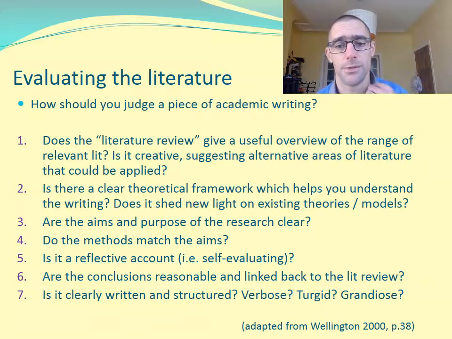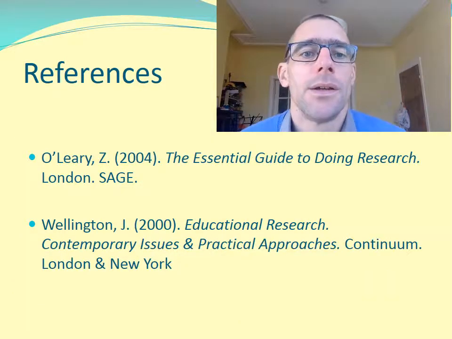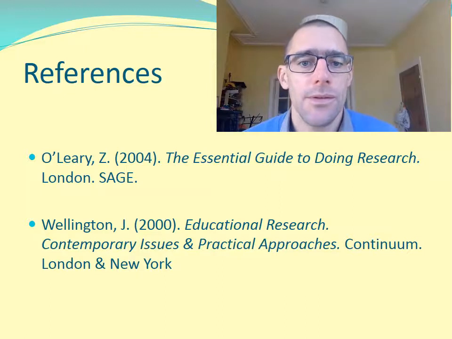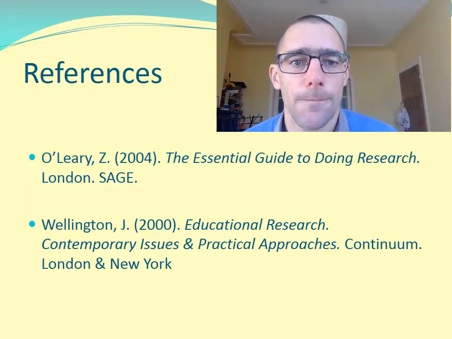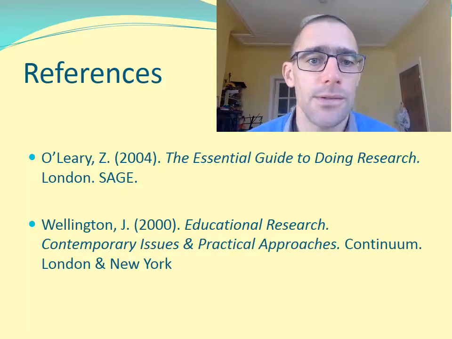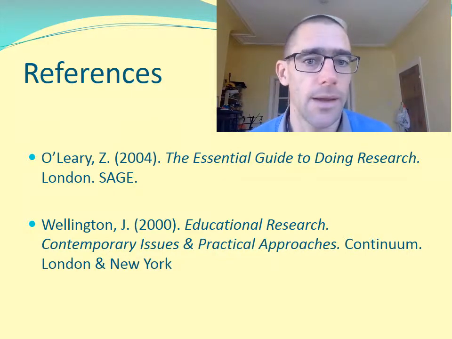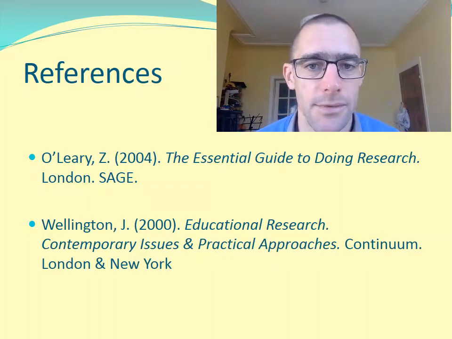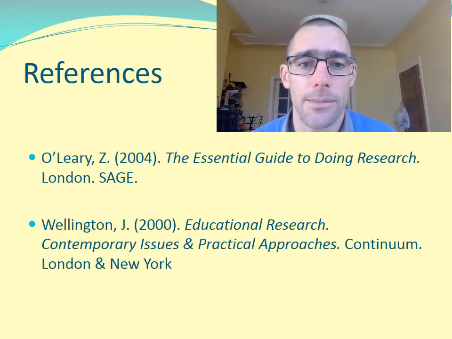So all of these things can help you make decisions about the literature that you're reviewing, but you can also, of course, use them to self-assess your own work, your own review of the literature when you get to that stage. I finish with just giving you the references for Zena O'Leary's book and Jerry Wellington's book, which I've drawn on for this presentation. Do please read the companion piece, that is Zena O'Leary's chapter in the third edition of her book, and then complete the tasks.